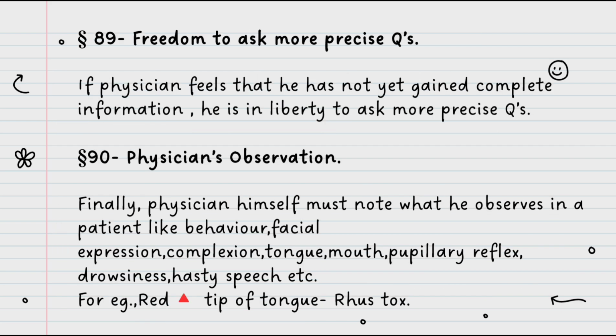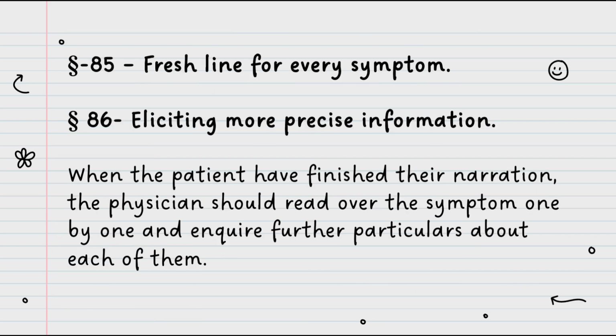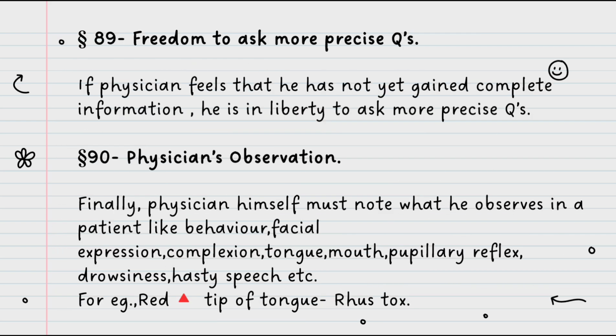So 89 is freedom to ask more precise questions. In 86 we learned eliciting more precise information, and again 89 is freedom to ask more precise questions. I don't know why this aphorism says that, but okay, to get more points and marks we are writing freedom to ask more precise questions. It means if a physician feels that he has not yet gained complete information, he is at liberty to ask more precise questions as needed.